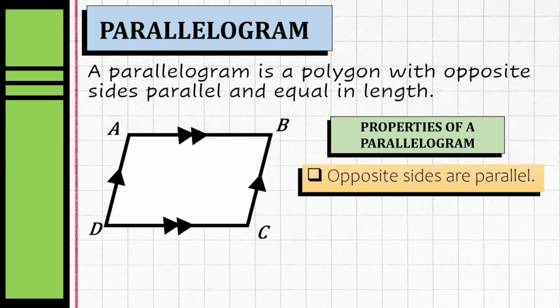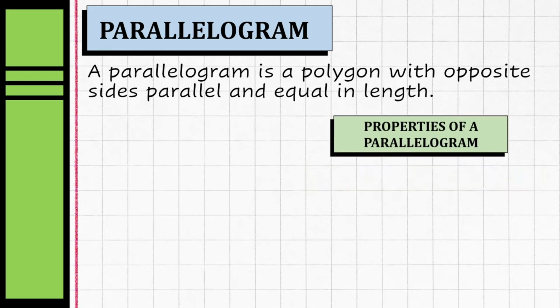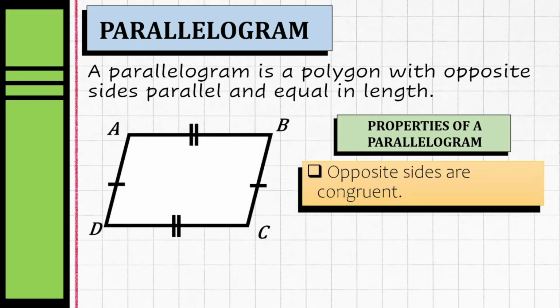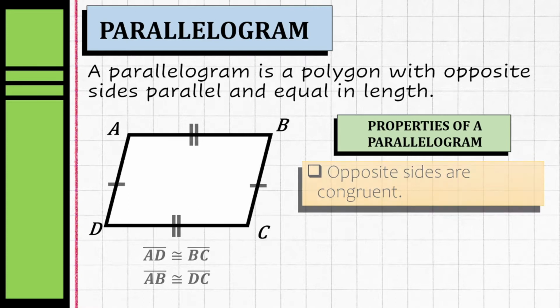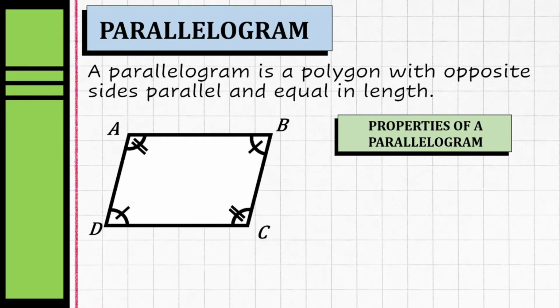Opposite sides are parallel. So we can say that side AD is parallel to side BC and side AB is parallel to side DC. Another property is opposite sides are congruent, knowing that side AD is congruent to side BC and side AB is congruent to side DC. Alright, now let's proceed to another property.